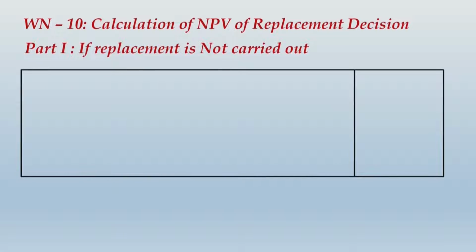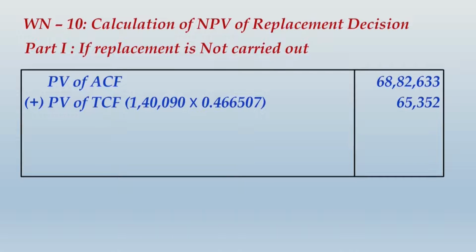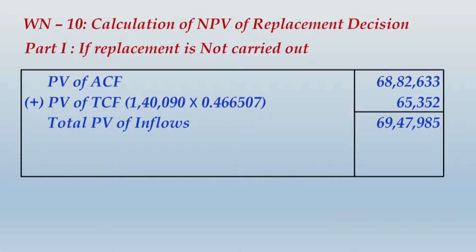So if replacement is not carried out, the present value of annual cash flow that you get is 68,82,633, and the present value of terminal cash flow, mind it, this terminal cash flow we have computed in the earlier workings, and this is the 8th year PV factor, because terminal cash flow will arise at 8th year. Multiplying to 8th year PV factor, we get PV of terminal cash flow. Adding these two, we get the total PV of cash inflows.